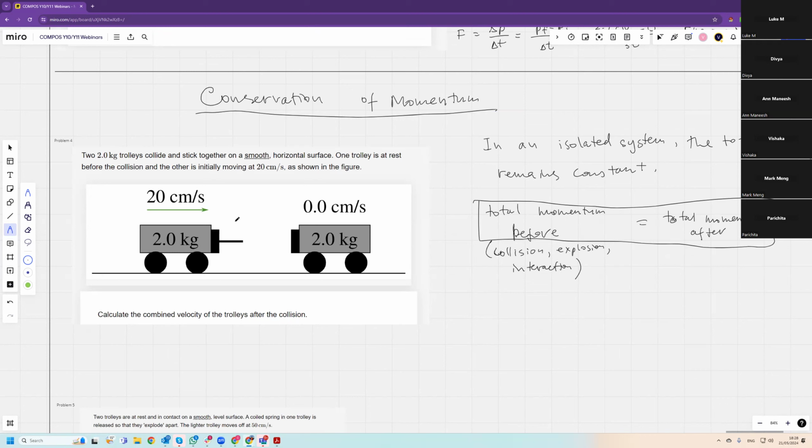What does an isolated system mean? An isolated system means that there are no external forces, or the external forces are balanced. In this case, there's the weight acting on the trolleys, but there's also the normal reaction which counteracts that force. So we can say that the external forces are balanced. Unless there's a lot of friction here, we can say this is an isolated system.